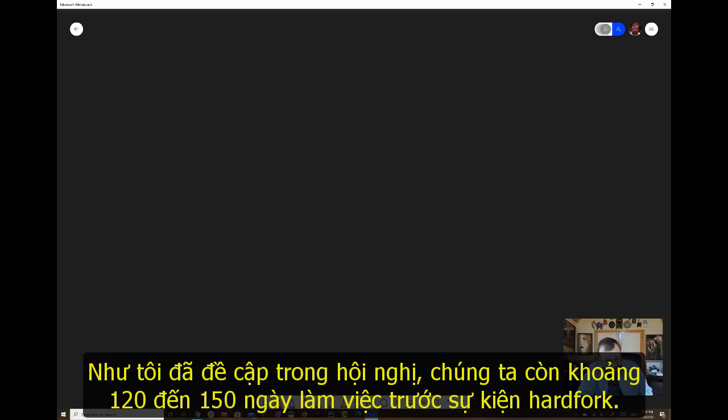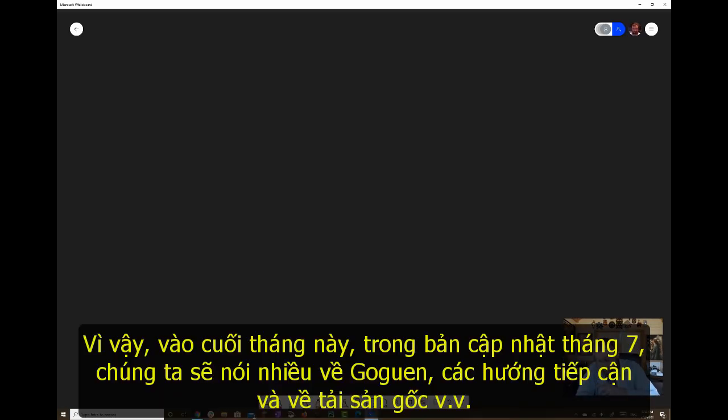And as I mentioned in the summit, we are looking at about 120, 150 days of work out before the hard fork. So at the end of this month, in the July product update, we're going to talk a lot about Goguen, a lot about where we're going, and things like native assets and so forth.